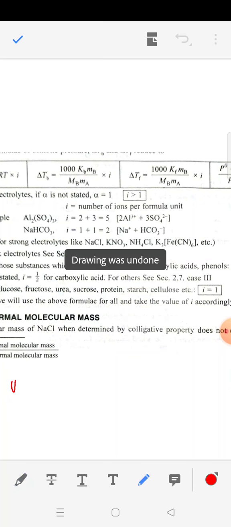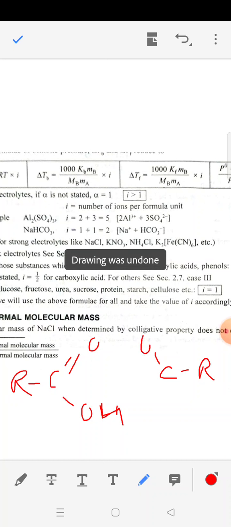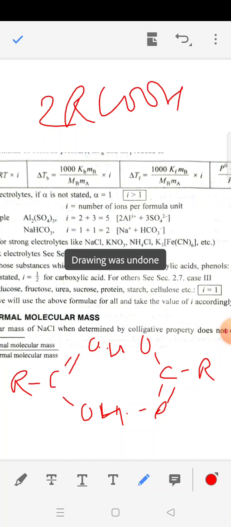You see, if we have carboxylic acid, RCOOH, it has been found that quite often two carboxylic acid molecules remain together in solution like this. They form hydrogen bonds. So what happens? 2RCOOH becomes one (RCOOH)2, a dimer.